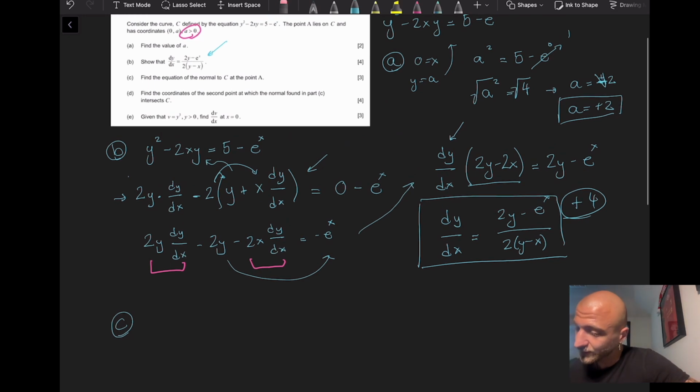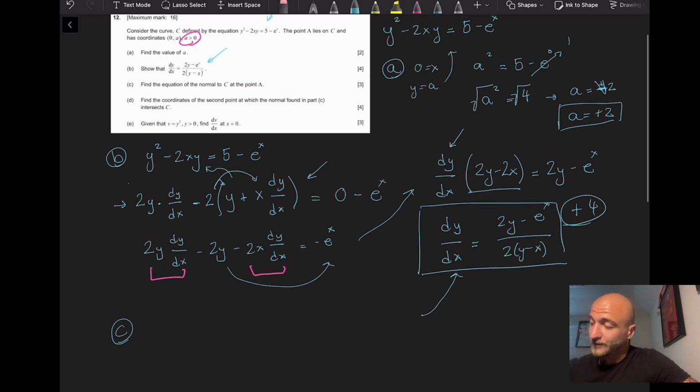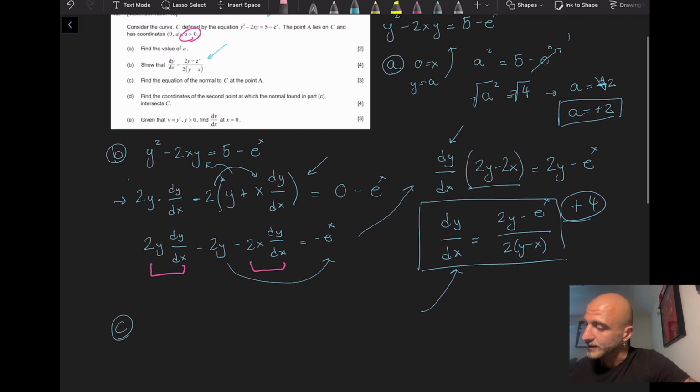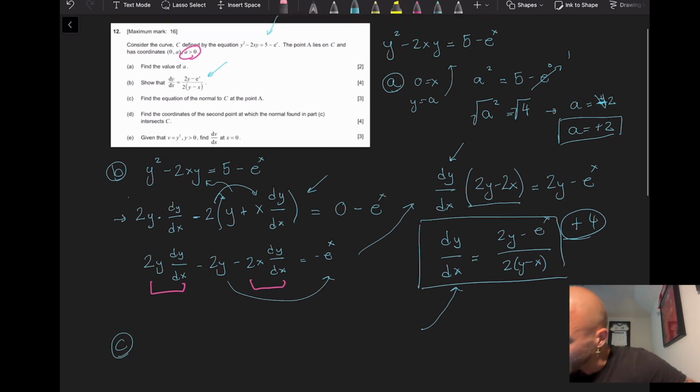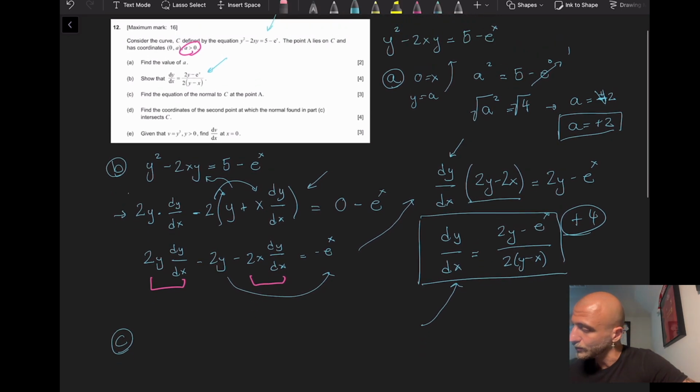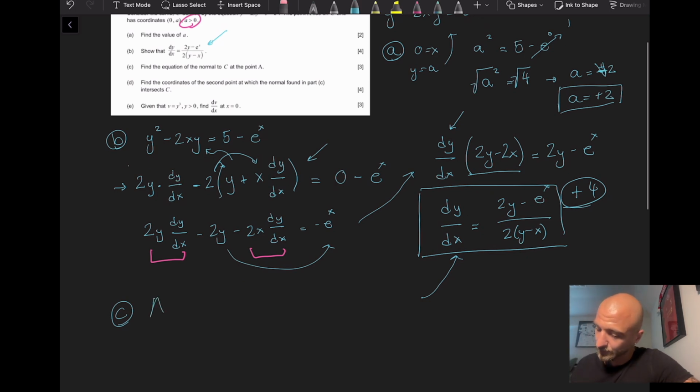All right, let's do part C of this question together. Part C is asking us to find the equation of the normal to C at point A. To do that, we're going to use this expression for the derivative we came up with. First thing we need to figure out is the slope of the tangent at point A, which we were told at the very beginning is (0, 2). I'm going to write it down here. (0, 2) is the point.